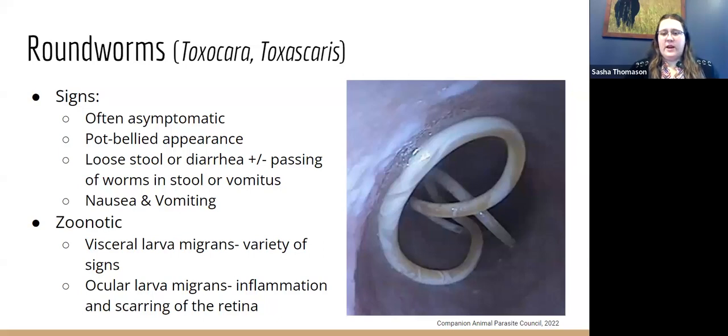And that image on the right there is a picture of what roundworms look like. Of course, that one's through an endoscope, but they would generally look like that or parts of that in the feces if they are passed in the stool.